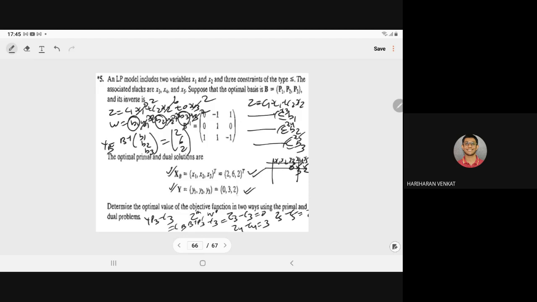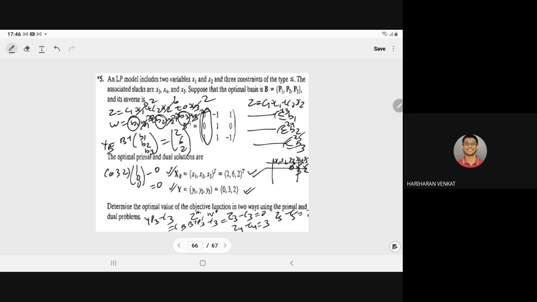And what is y? y is given to you as 0 3 2, and P3 is given as 0 0 1, right? We know that P3 is what? 1 0 0, because it is a slack variable. So it will give you 0 3 2 times 1 0 0 minus c3. c3 for the slack variable is 0. So it is equal to 0.